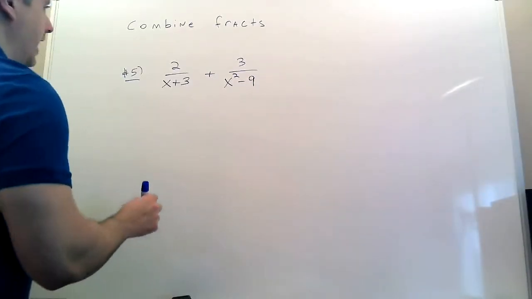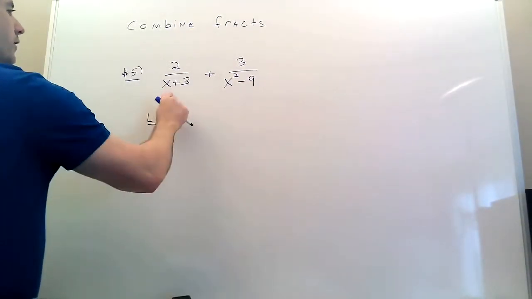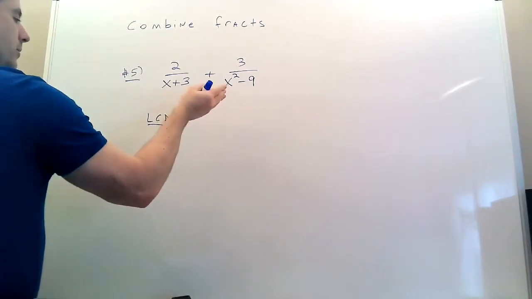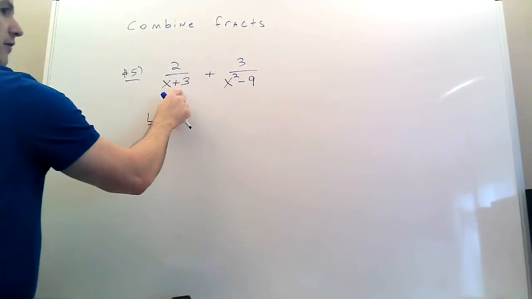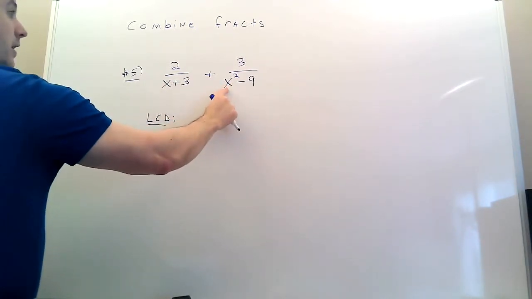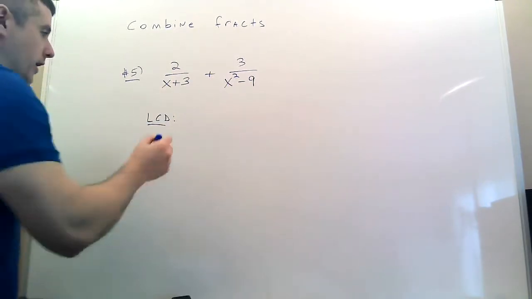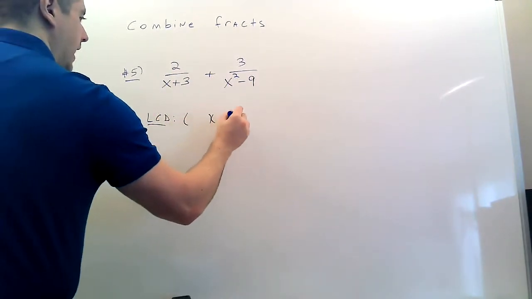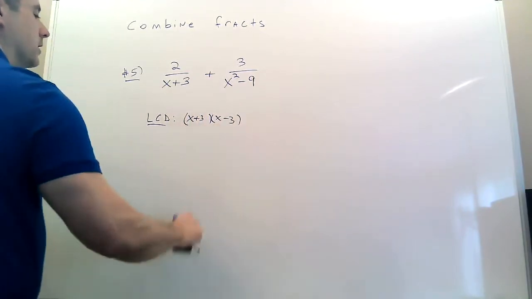Okay, question 5. Once again, we're going to play the same game. Whichever bottom can be factored, I'm going to factor, and that's going to be my LCD. This does not factor. There's no GCF. It doesn't have an x squared. Now, this one, though, has an x squared. And it's got 2 terms, right? The binomial. So it's type 3. The difference of squares. So we're going to put x plus 3, x minus 3. That's going to be my LCD.